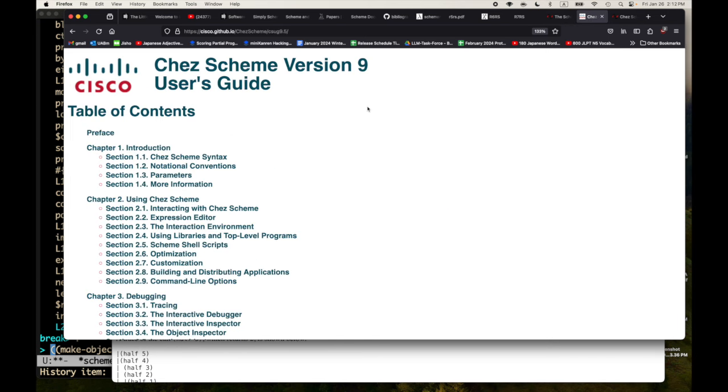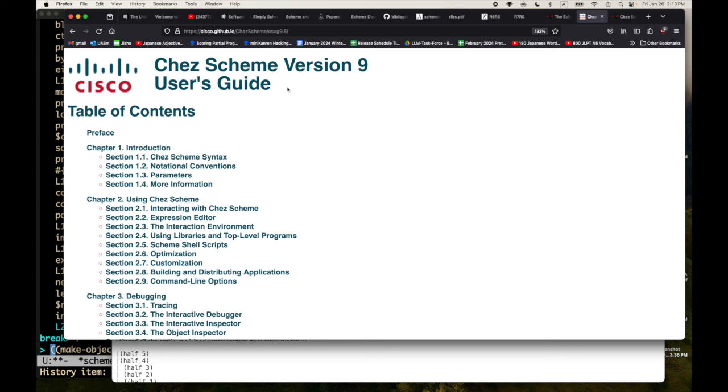One thing that's changed since I started grad school, let's say at Indiana, was that Chez Scheme, which has always been known as a high quality Scheme implementation, used to be commercial software that you had to pay an expensive license to be able to run. Cisco ended up purchasing Chez Scheme and getting Kent and other Chez hackers to work with them on a project for a number of years. So you can see that this user's guide is actually from Cisco, and Cisco eventually released Chez Scheme version 9 as open source software under an open source license.